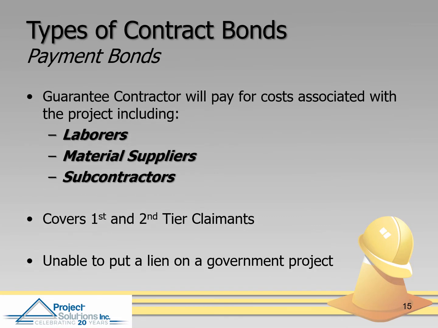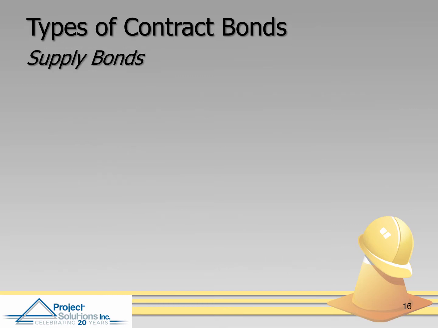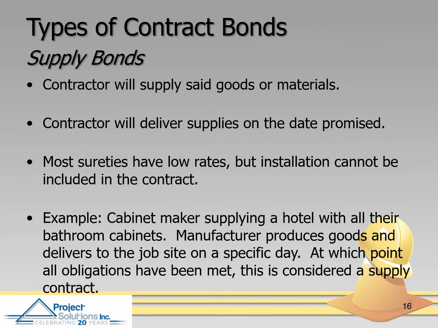Payment bonds guarantee that laborers, material suppliers, and subcontractors will be paid, because no one can put a lien on a government project. A mechanics lien is sometimes put on a house or a private project, but you can't file one on a government project. Consequently, that's why bonds are typically required. They guarantee that these people will be paid for the work they've done on a project, even if the general contractor does not. This is a payment bond guaranteeing that the suppliers will be paid for goods they delivered to a project.